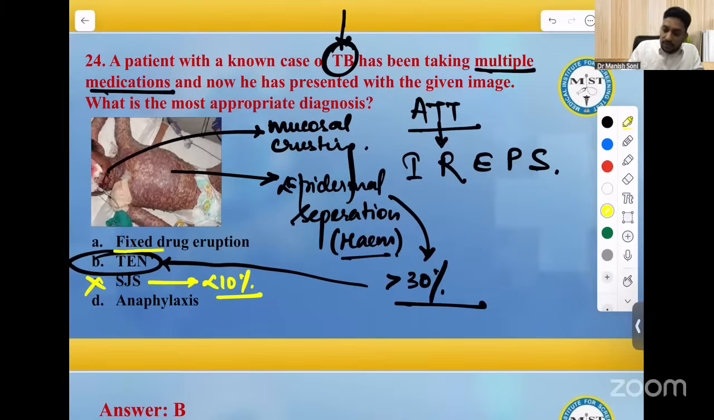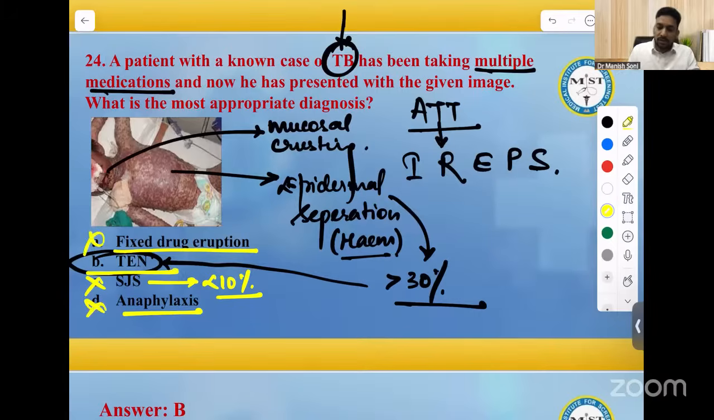Why is it not fixed drug eruption? Because fixed drug eruptions are fixed at a particular site. They do not involve the whole body. Fixed drug reactions generally occur at a particular site, like around the lips or around the genitals. Those are also related to drugs. And anaphylaxis is a life-threatening condition where the patient can develop a lot of lip swelling or swelling in the airway due to which the patient is unable to breathe. So a lot of swelling is present. So these are not the answer.